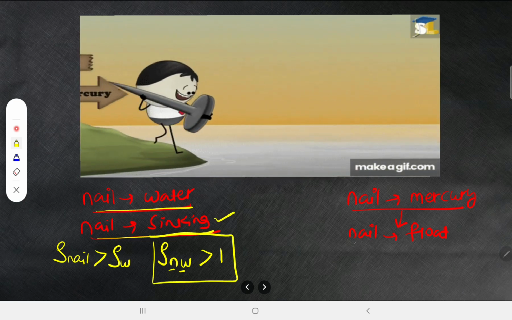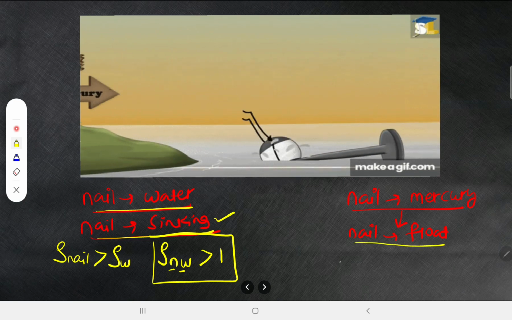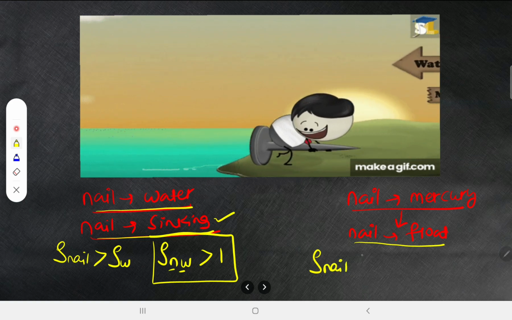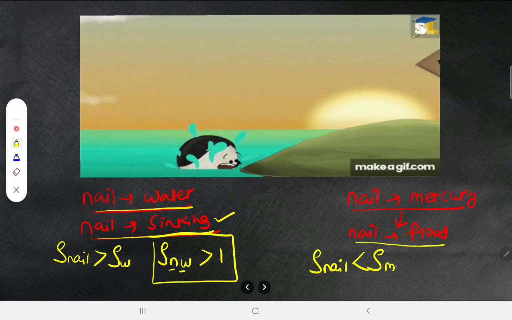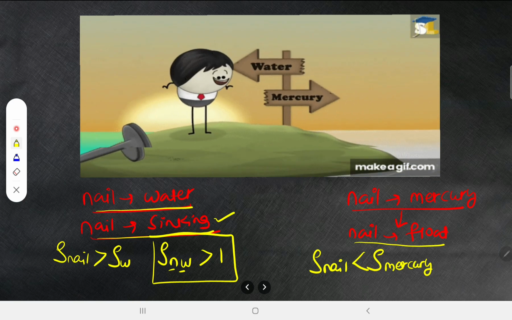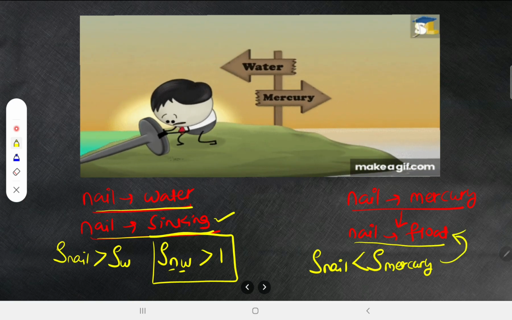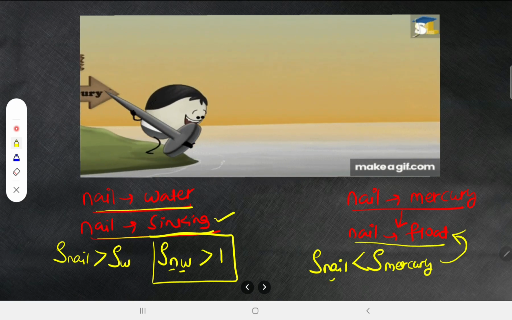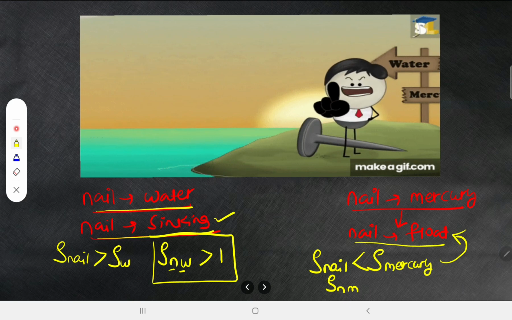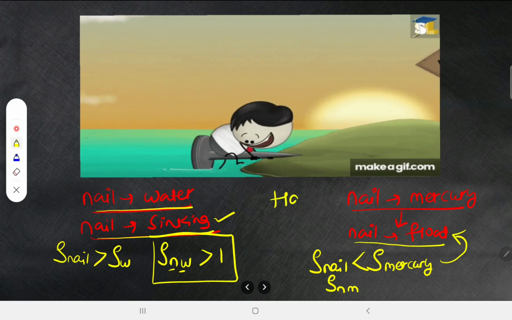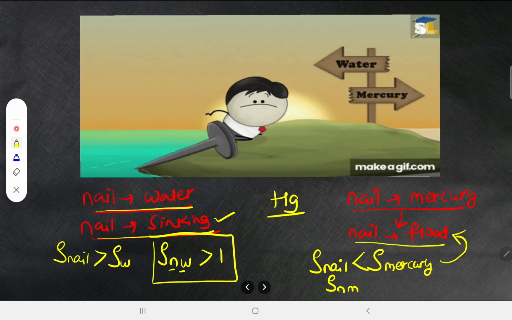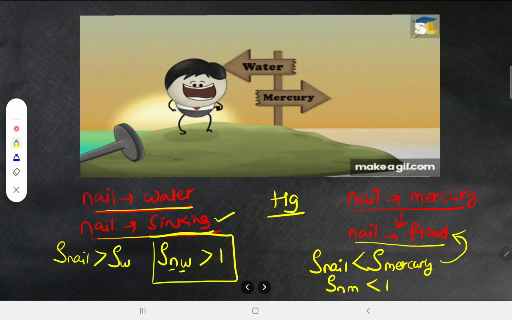Correct, no? Now observe this, the nail is floating. What does it mean? It means the density of the nail should be less than the density of mercury. Please observe this. Okay, the density of the nail should be smaller than the density of mercury. That's why it is going to float. Or in other words, you can say the relative density of this nail with respect to mercury, okay, Hg is the symbol for mercury. I will come to that in the chemistry section. The relative density of the nail with respect to mercury should be less than 1.